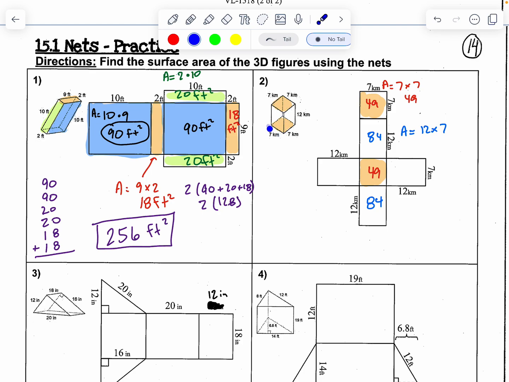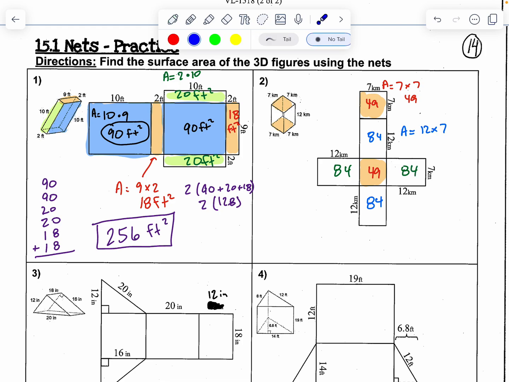Or actually, that could also be this side, because, oh, hey, look at this. This is also 12, and this is also 7. And this is also 12, and that's also 7. So look at that. That's not too bad. All of these are 12 by 7, which means these are also going to be 84. And this is also going to be 84.